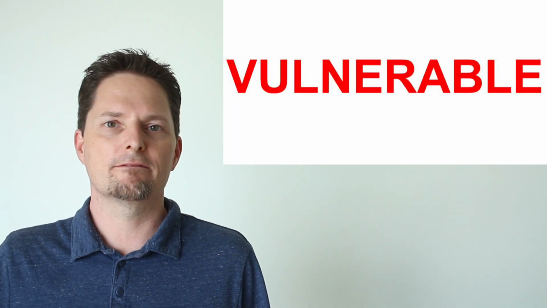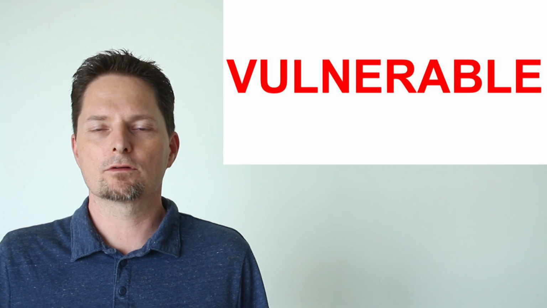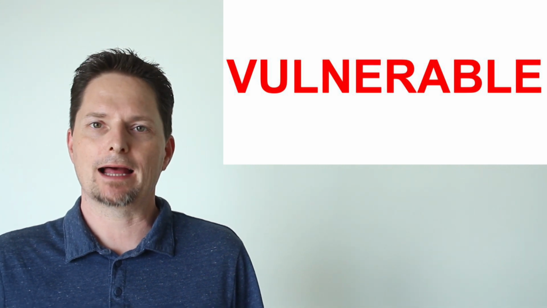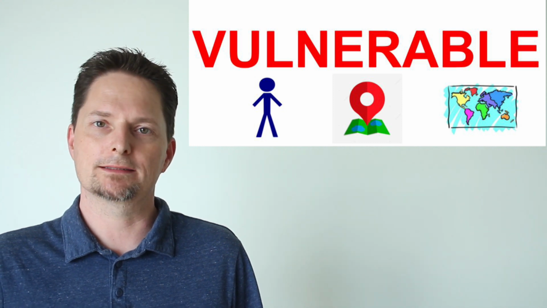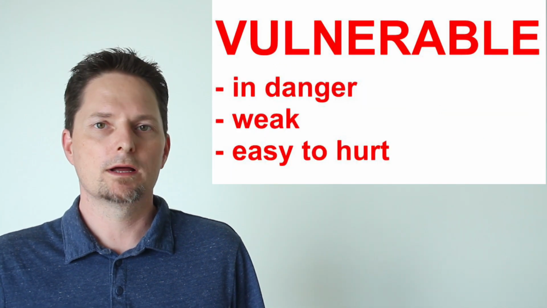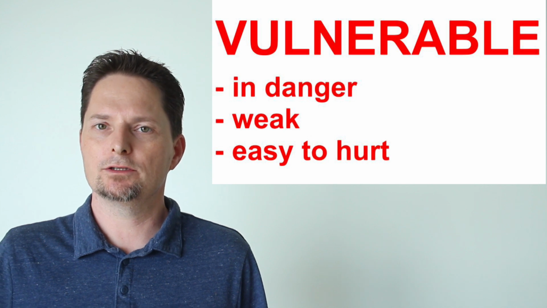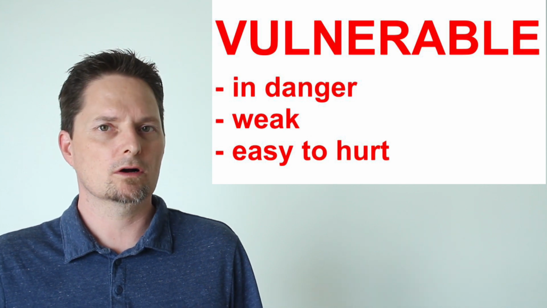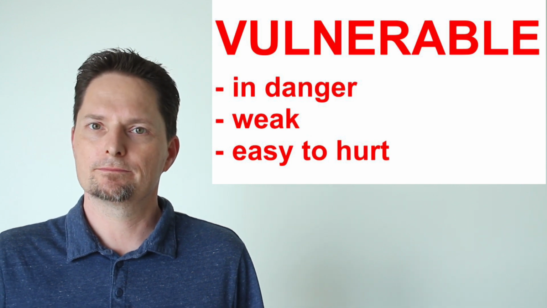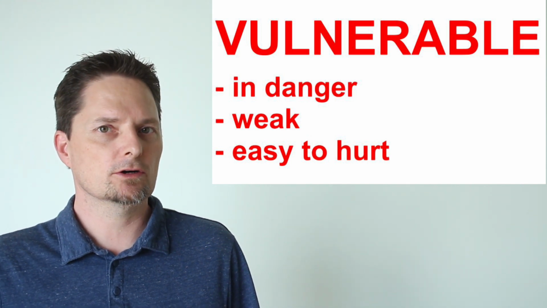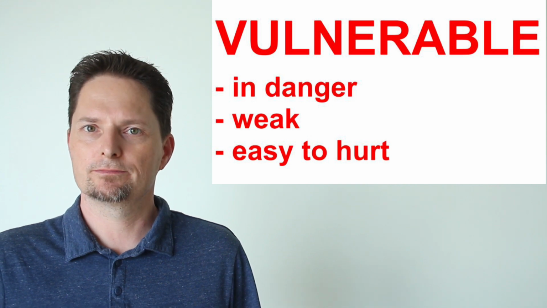Today we're going to learn some advanced vocabulary. We're looking at the word vulnerable. Vulnerable is a description. It's an adjective. It describes a person or a thing or a place. Vulnerable means in danger, not strong, easy to hurt, similar to weak. So it's something that's easy to hurt or easy to damage.